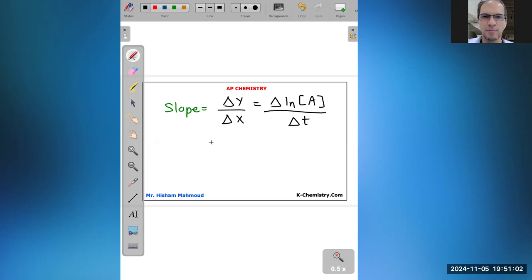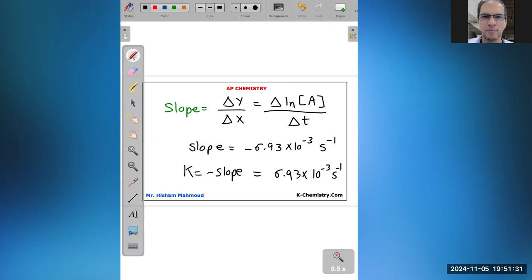So for example, in the calculations here, I found that the slope is equal to negative 6.93 multiplied by 10 to the power of negative 3 per second. And you said that k is equal to the negative of the slope. So this changes it from negative into positive, and it will be equal to 6.93. So you need to take the negative of the slope. The slope is negative, so k will be a positive value.